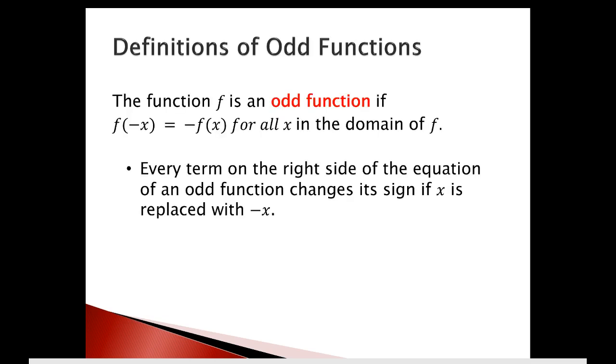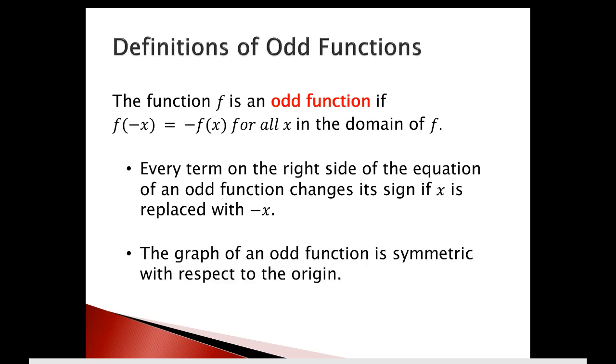And after changing x into negative x, now if the function is equal to negative f of x for all x in the domain of f, in this case we call the function f an odd function. And also an odd function is always symmetric with respect to the origin. And if we take the function f of x equal to x cubed, that is an example for odd functions.